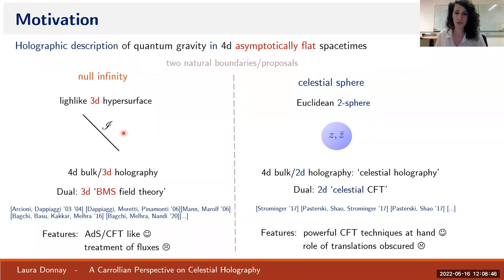So that's why this celestial picture is very nice, because it avoids this problem. And it really makes full advantage of the powerful CFT language and techniques that we already know and love from AdS/CFT. So this is why people have been focusing lately on this paradigm. But now, as we will see, what people are often wondering about is what happens to the extra dimension, what is the role of translation in this picture.